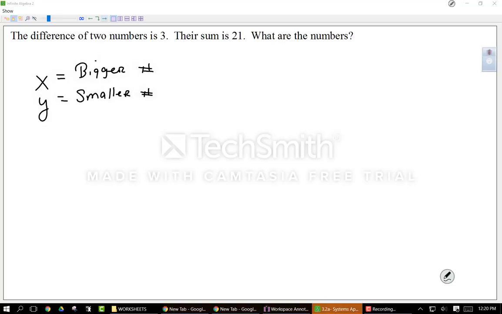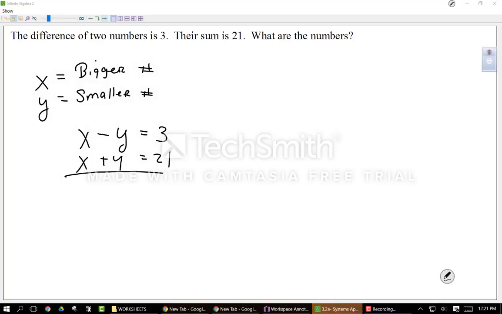So the first sentence says the difference. Well, difference means subtraction. So if I take the bigger number and I subtract the smaller number, it's going to give me 3. The reason why I put bigger first as x instead of smaller is because if I were to leave it as x minus y, then I would get a negative number because it would be small minus big, and that's not acceptable. So make sure you always try to do bigger, smaller for x and then y. And then their sum is 21. Well, sum means addition. So if I add the two numbers, I get 21.